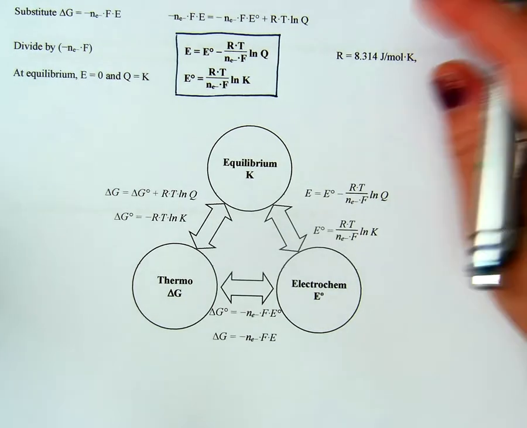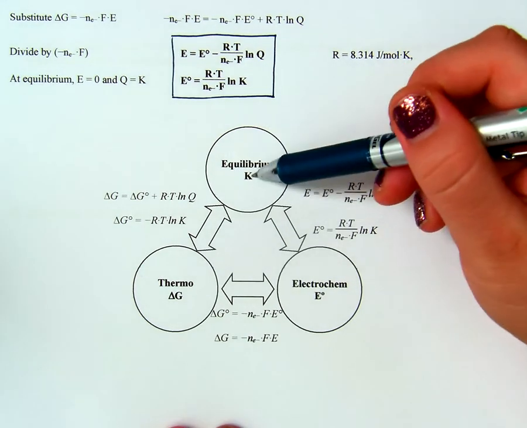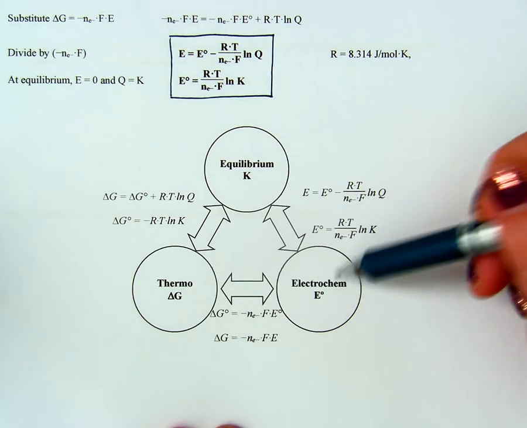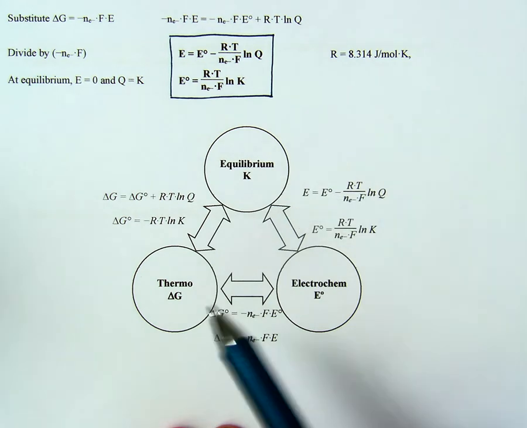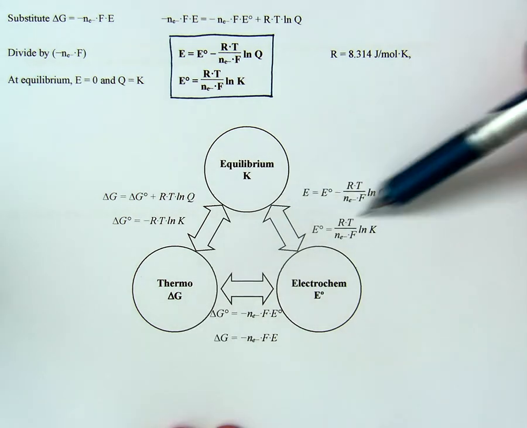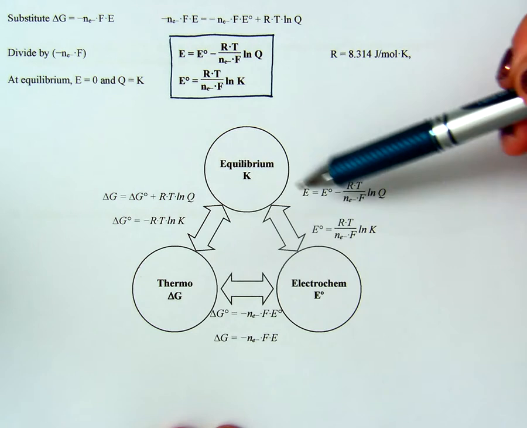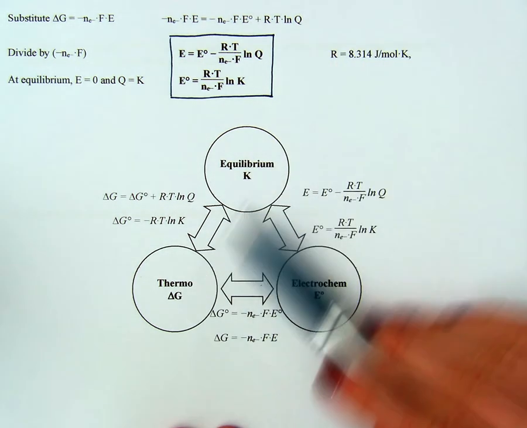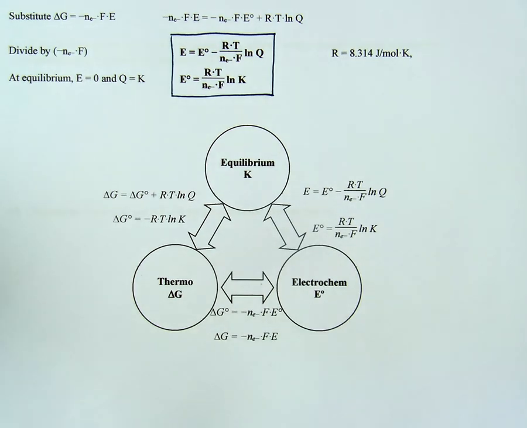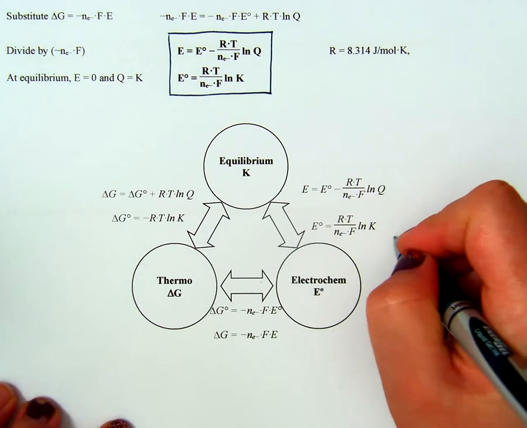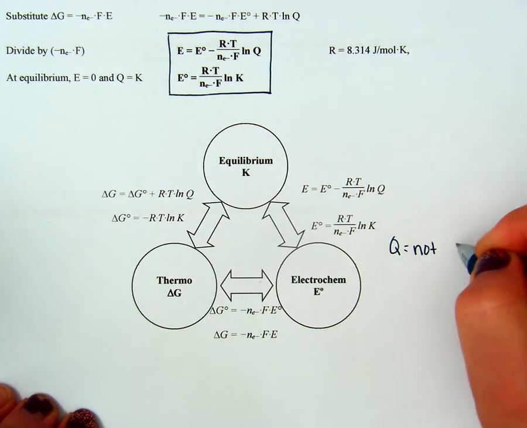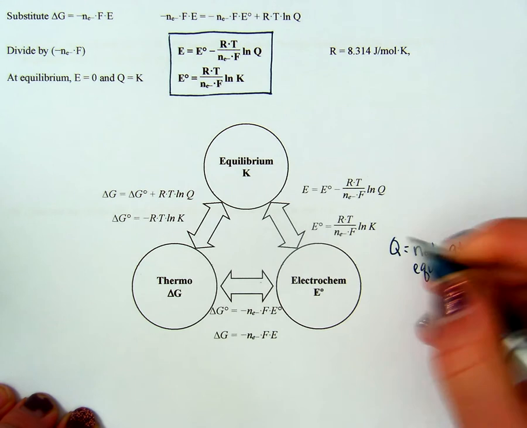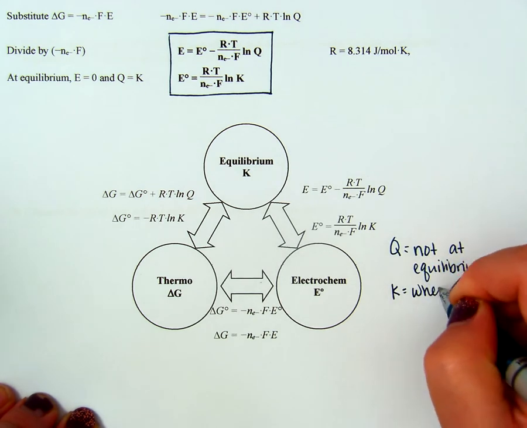So below we have a bunch of equations that are going to relate our equilibrium, which is our K constant, electrochem, our E naught at standard state, so that's our voltage, remember, and thermochem, delta G for Gibbs free energy. So you have a bunch of equations that are all finally summarized for you right here, depending on if you're going from equilibrium to electrochem, thermo to equilibrium, etc. So you have all that as a resource for you right there. Remember, Q is not at equilibrium, and K is when you're at equilibrium.